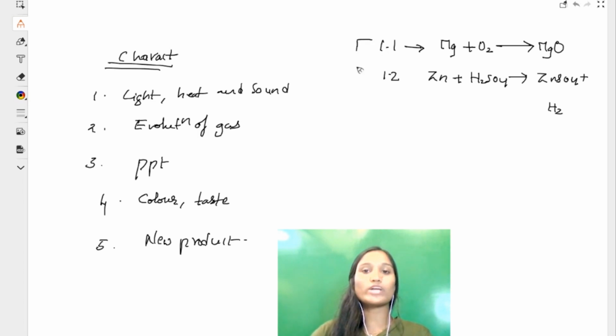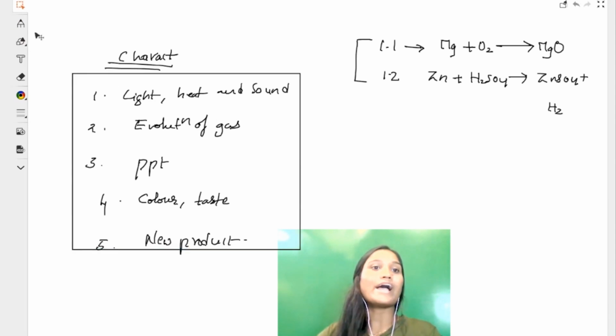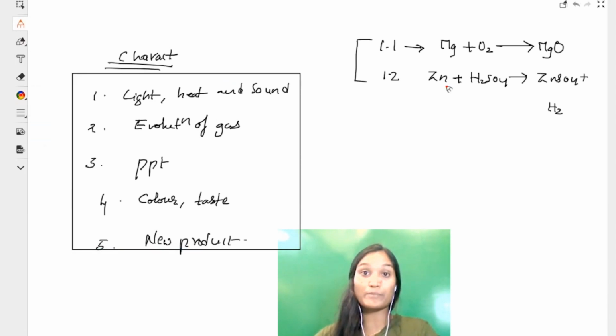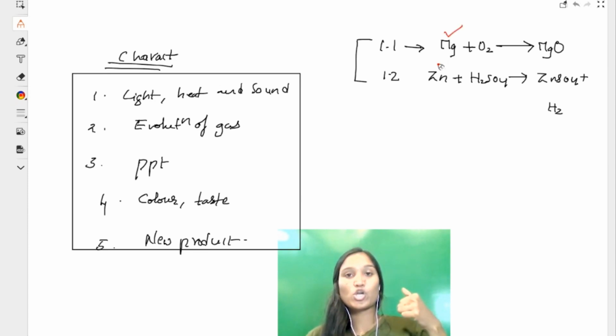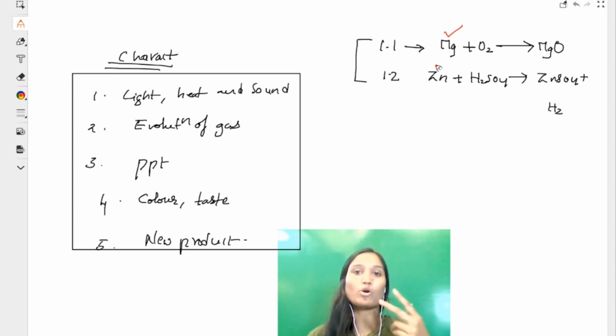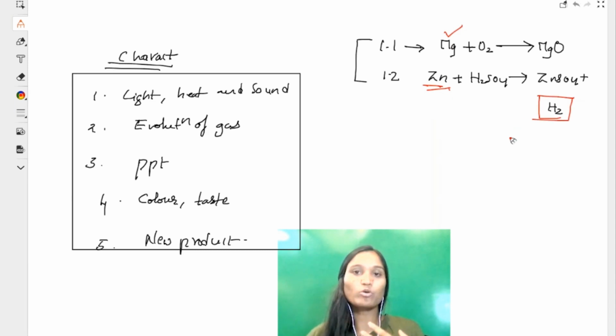With the help of these two examples, we concluded that chemical changes exhibit these properties. The observations of these two examples were: magnesium, liberation of heat and light, and formation of a new product; and zinc plus H2SO4, evolution of a gas, that is hydrogen, along with liberation of heat. We could observe these things when we practically performed these activities. This is what we did in the last class.